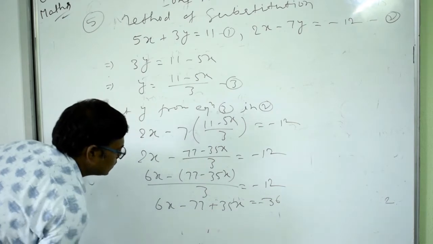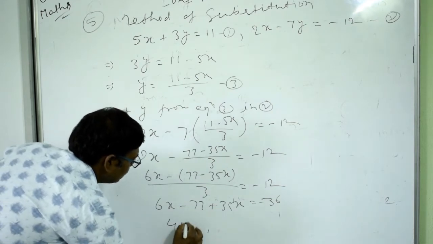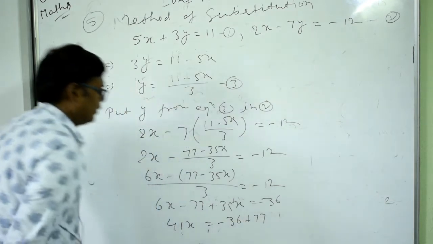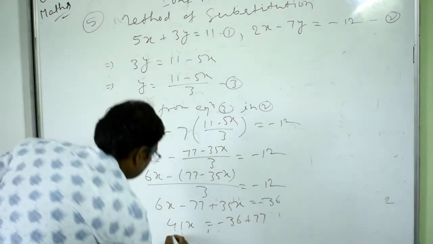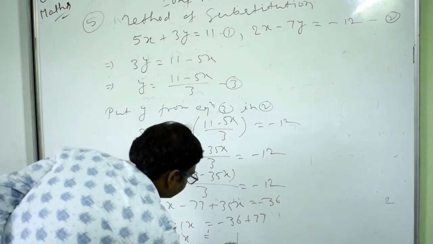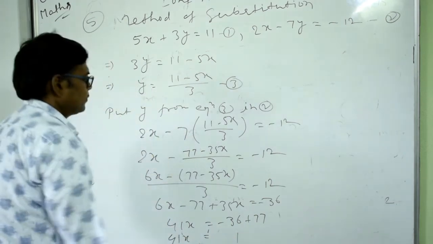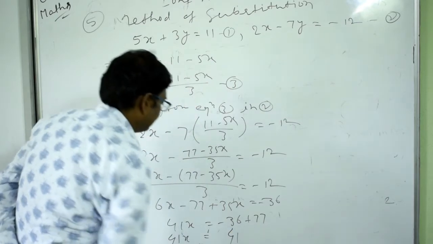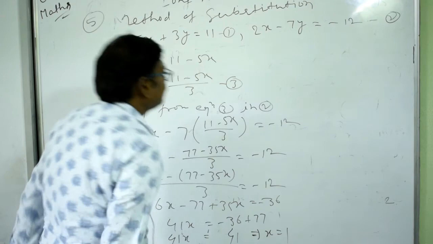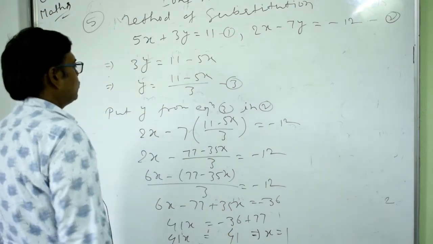So 6x plus 35 will be 41x equal to minus 36 plus 77. So here 41x is equal to 41. So you will have x equal to 1. So I have got the value of x equal to 1.